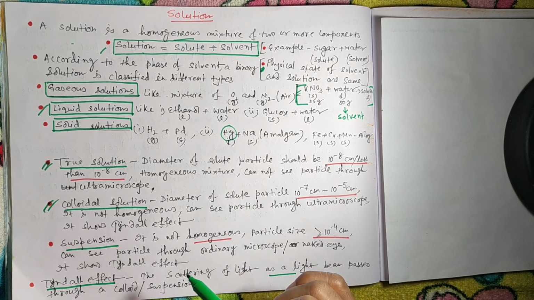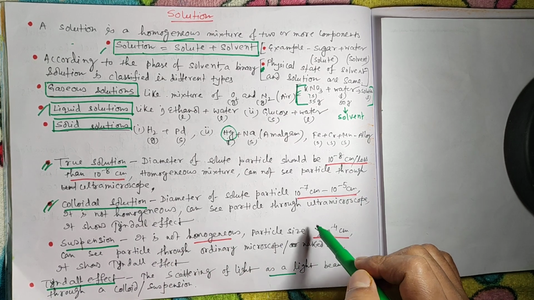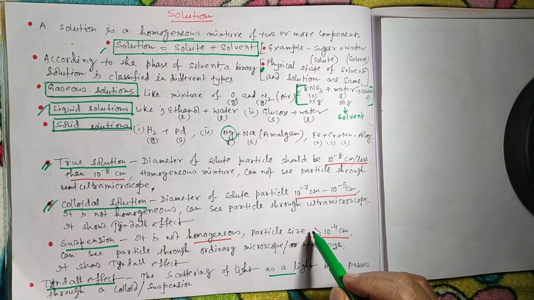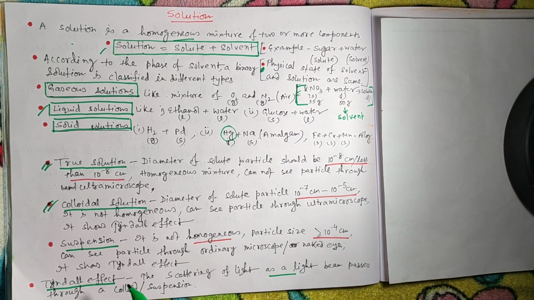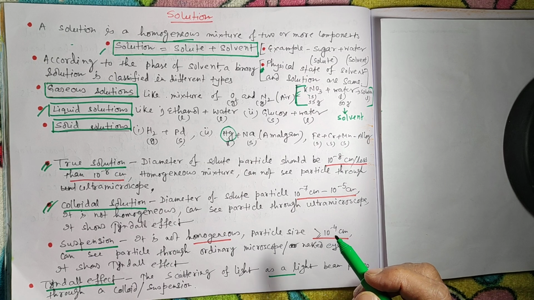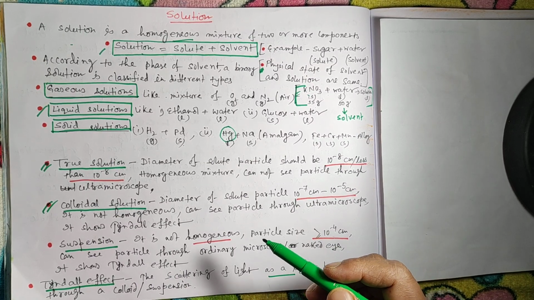And the third one is suspension. It is not homogeneous. Particle size is much bigger than in colloidal solution. It is greater than or equal to 10^-4 centimeter. You can see the particles through an ordinary microscope or by naked eye. It shows the Tyndall effect. Now what is the Tyndall effect?